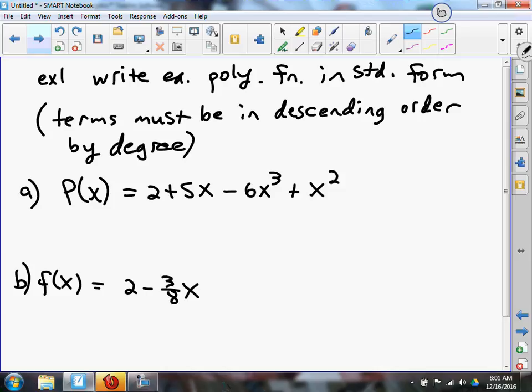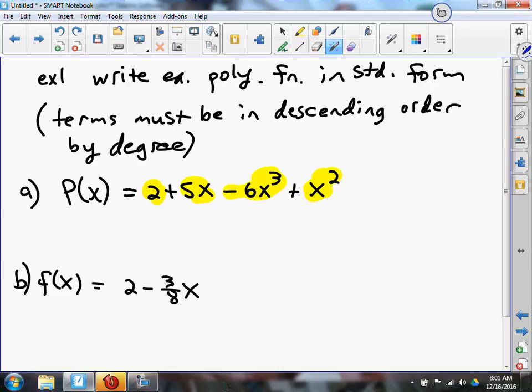One thing to keep in mind: some people don't understand what a term is. Terms, like this 2 is a term. 5x is also a term. 6x cubed is also a term. Technically, you could think of it as negative 6x cubed. And then x squared is also a term, and back in the day, we might have written a plus here, plus negative 6x cubed. The point is, terms are separated by addition. So the deal is, we need to write those terms in descending order by degree.